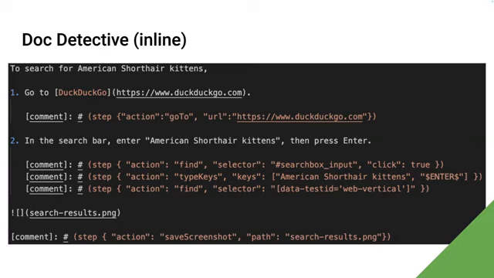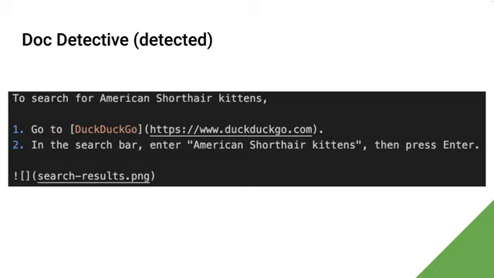But even better, this can also be the exact same text, the exact same markdown. If you configure things properly, Doc Detective can go in and identify, oh, hey, that's a hyperlink. So I'm going to make sure that it's valid. Oh, it's prepended by GoTo. I'm actually going to open it up in a web browser. I'm going to type the American Shorthair Kittens because that's in a string, and I'm going to press the Enter key, and I'm going to save that screenshot.